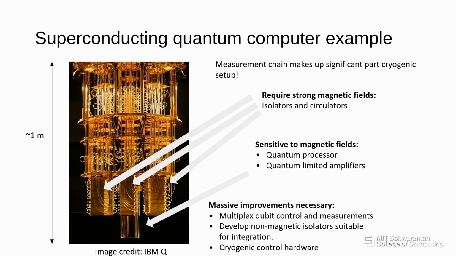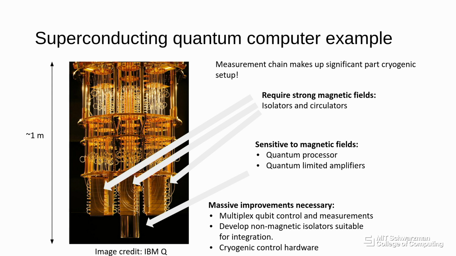Whereas we're going to need millions. So there are massive improvements to the infrastructure that are needed. And some of these pieces of infrastructure interact in really detrimental ways. For example, your qubits are extremely sensitive to magnetic fields, whereas the circulators and isolators required to protect components from each other generate strong magnetic fields.